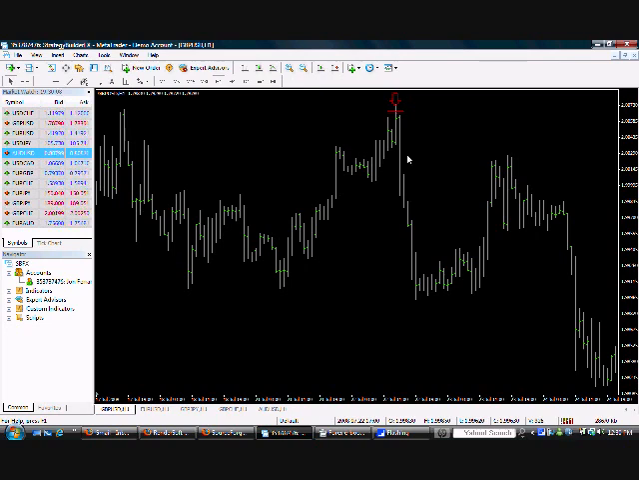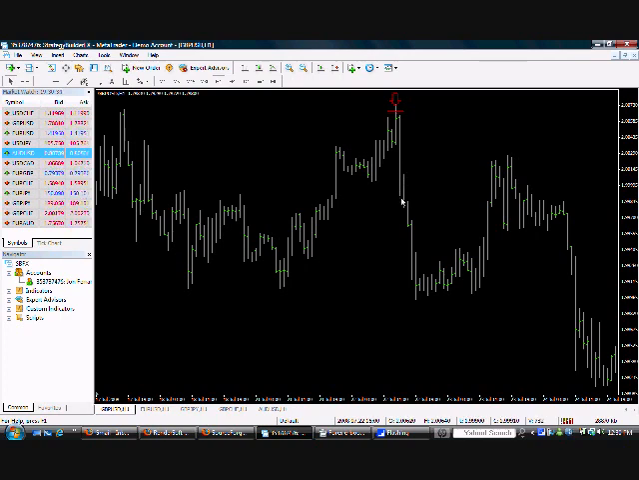Okay, so let's look a little further here. Bar number 2 does not go any higher than bar number 1. You see that? Here's the high of bar number 1. Here's the high of bar number 2. It never went higher than that. Obviously, bar number 2 goes much lower than bar number 1. Very, very important.